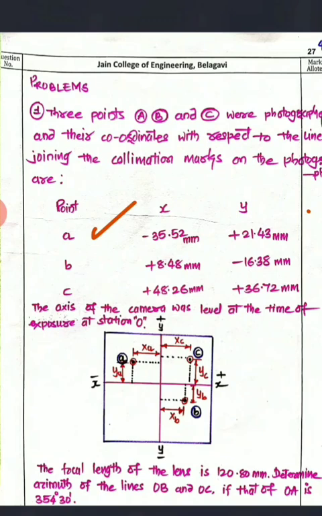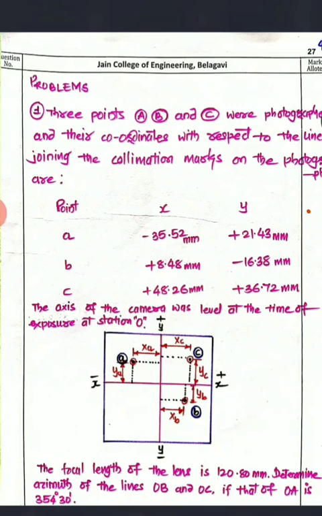Now this point on the photograph is located along the x at minus 35.52 mm, and along the y it will be plus 21.43 mm. Now if you see point B on the photograph, it will be plus 8.48 mm and minus 16.38 mm along the y direction. For point C, both directions x and y are positive: x is equal to 48.26 mm and y is 36.72 mm.